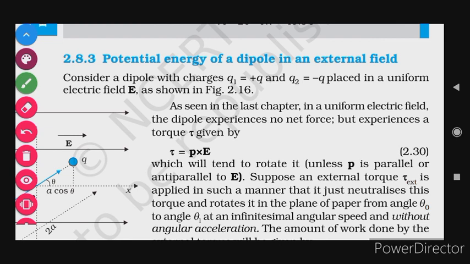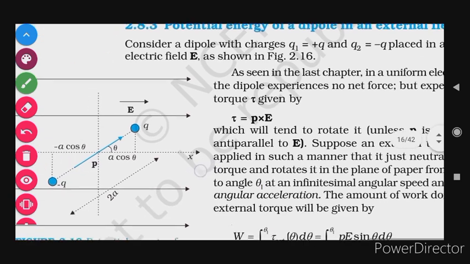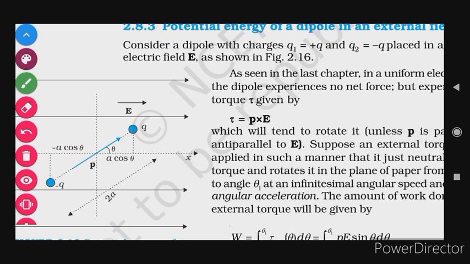In this video I'll explain article 2.8.3, potential energy of a dipole in an external field. In my previous video I explained the potential energy of a charge placed in an electric field. Then we saw a system of charges placed in an electric field and their potential energy. Now we'll see a dipole. When a dipole is placed in an electric field, what will be the potential energy of the dipole?